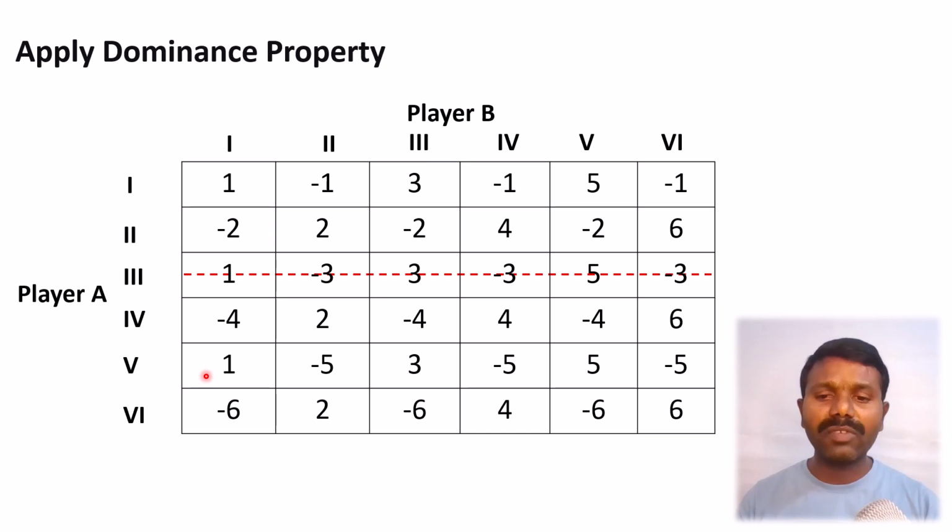Then we'll go to the fifth strategy. When you compare the fifth strategy, here the first entry is the same, and minus 1 is a bigger number than minus 5, and 3 is the same, minus 1 is a bigger number than minus 5, again 5 is the same, minus 1 is a bigger number than minus 5. So here the first strategy is dominating the fifth strategy, so we can comfortably eliminate the fifth strategy.